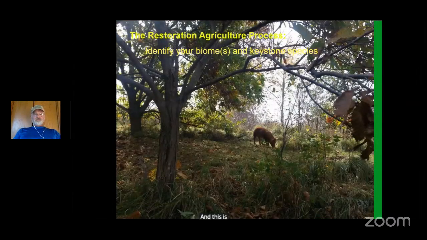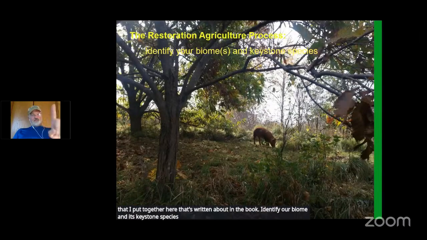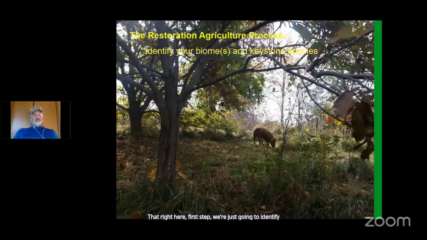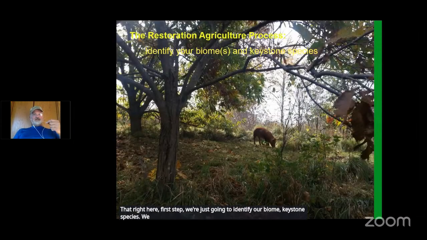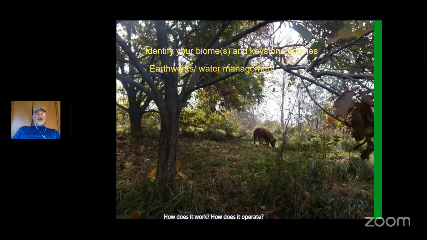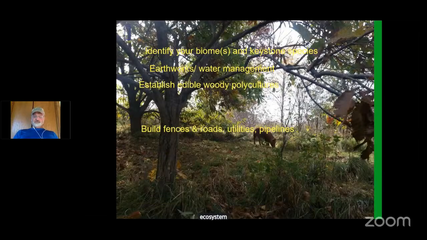And this is the short version that I put together here. It's written about in the book. Identify our biome and its keystone species. That right here, first step, we're just going to identify our biome, keystone species. We need to have an ecological understanding. So that's why we're going to be going through this program on forest ecology, so we can identify our biome. How does it work? How does it operate? And that's where, so step one, we're going to spend a lot of time, like 20 plus weeks on ecosystem mimicry and how to work within it.